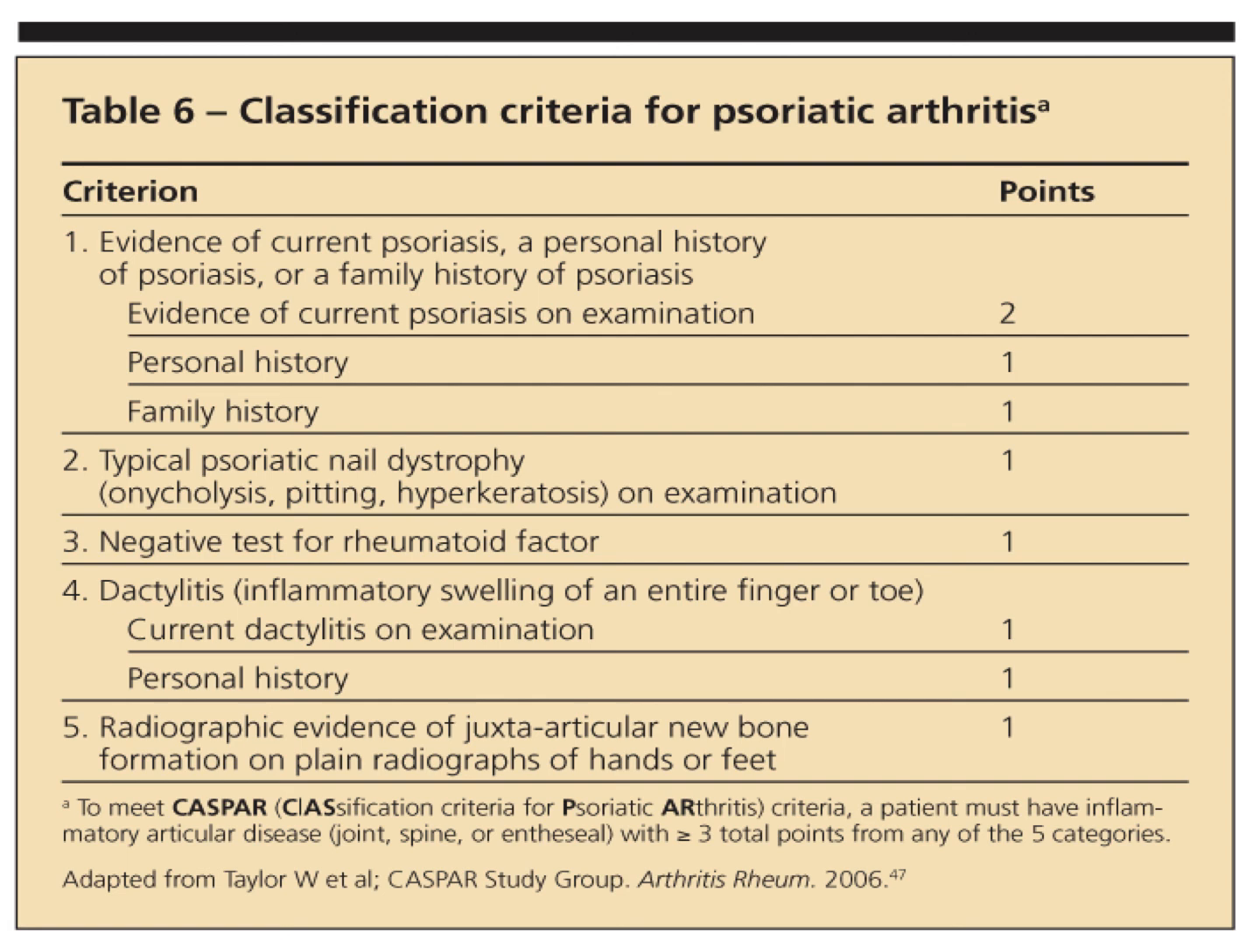Typical psoriatic nail dystrophy, 1 point. Negative test for rheumatoid factor, 1 point. Dactylitis on examination, 1 point. Personal history, 1 point. And radiographic evidence of juxta-articular new bone formation, 1 point. A total of 3 or more points from any of the 5 categories will meet the criteria.